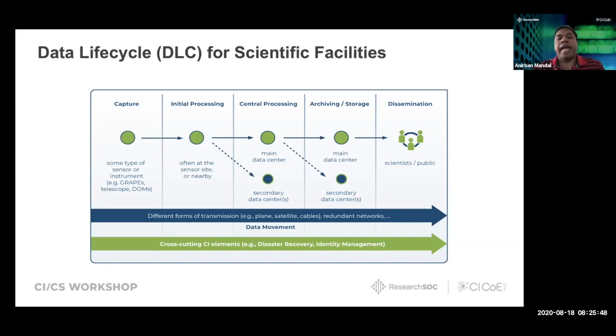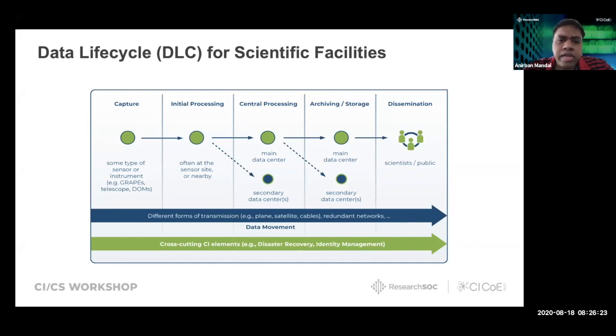Every facility will have a different version of the data life cycle, right? So think of this not as encompassing all the scientific facilities, but as a template that facilities can start with, and then you can expand. You can add more arrows, you could add loops in there. So it's a way to catalog the best practices and to start reasoning about CI, right?